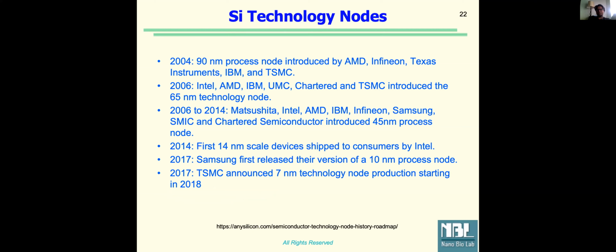I have a question. Why do they consider half of the node? Why not call it a 14 nanometer technology? Yeah, they just became a standard. Oh, so just by convention.